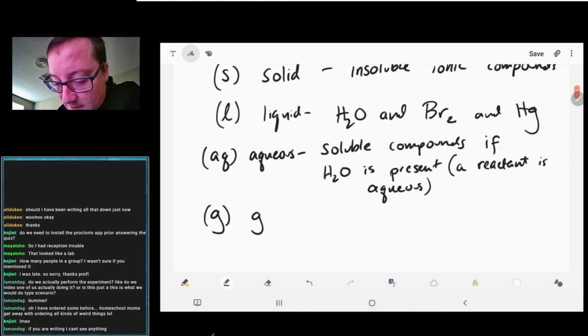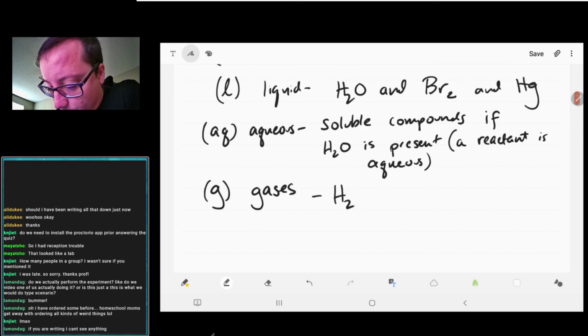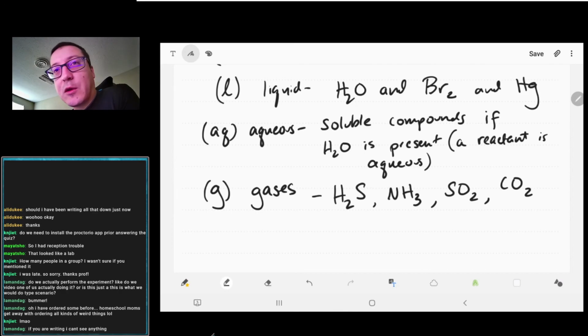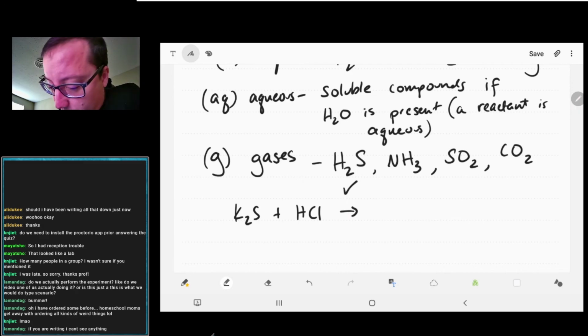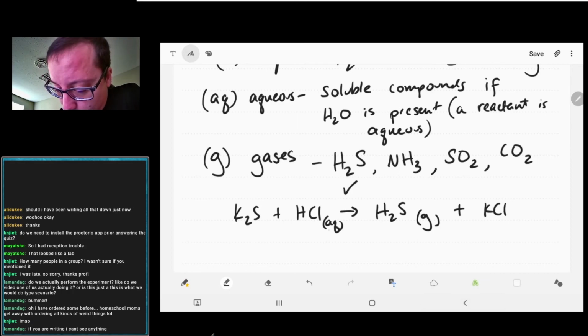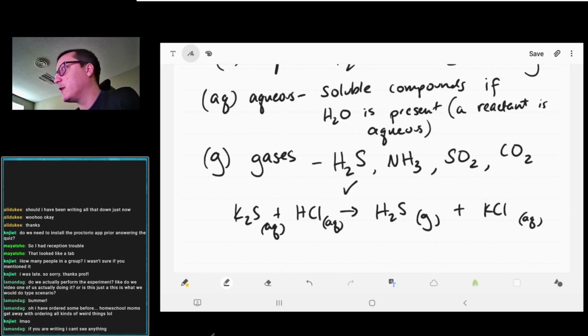But let's talk about the last state. So this would be the gas one, and we're going to have a few gases here. These are the 4 gases that we're going to see that will result from replacement reactions. So we're going to see that this one, hydrogen sulfide, would just be something like, for example, standard double displacement. This one would be a gas. So H2S will just bubble out of solution. That is your rotten egg smell compound, hydrogen sulfide. Very stinky.